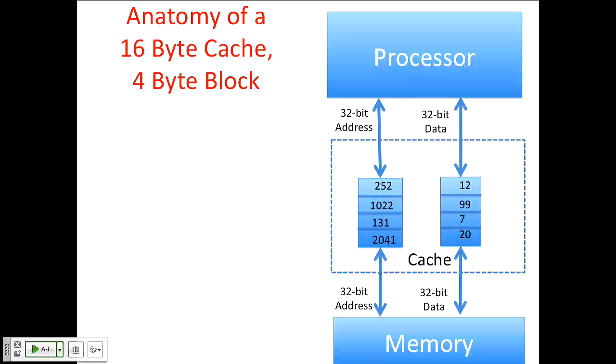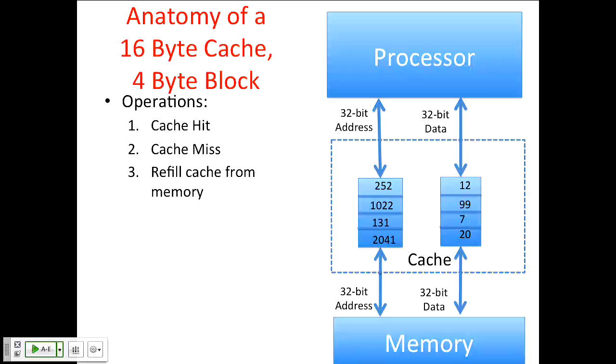So here's a basic idea of a cache. Here's the processor, here's the memory, here's the cache in the middle. So we have addresses coming out of the processor, 32-bit addresses and 32 bits of data. Each block here, each piece of data in the cache, in this case, is 4 bytes of data. So when you make a request, you check the address. If you get a match, you respond with the data in the block.